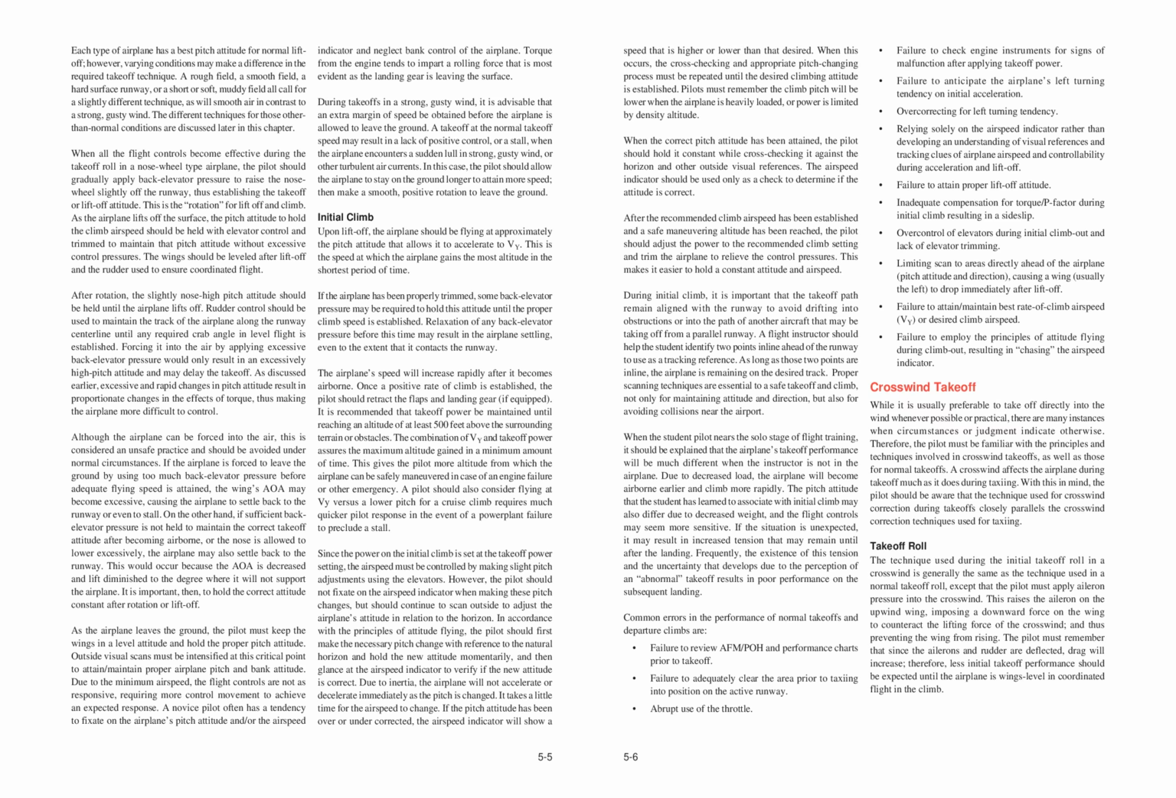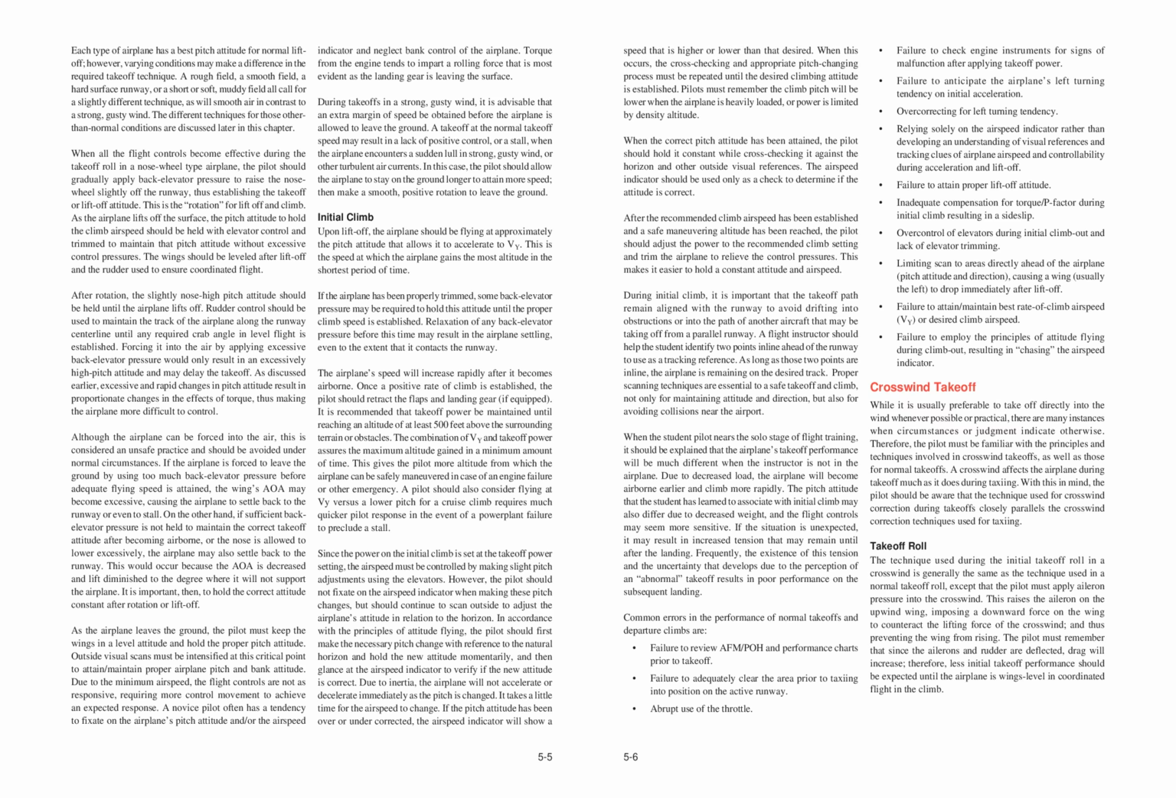After the recommended climb airspeed has been established and a safe maneuvering altitude has been reached, the pilot should adjust the power to the recommended climb setting and trim the airplane to relieve the control pressures. This makes it easier to hold a constant attitude and airspeed.